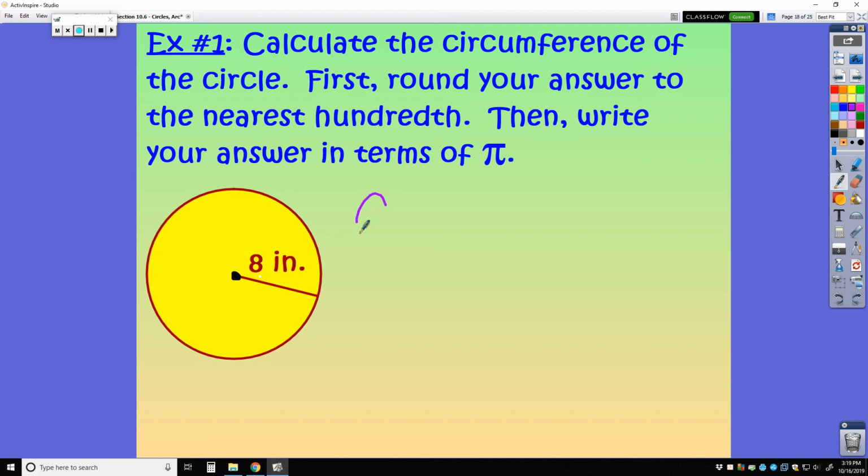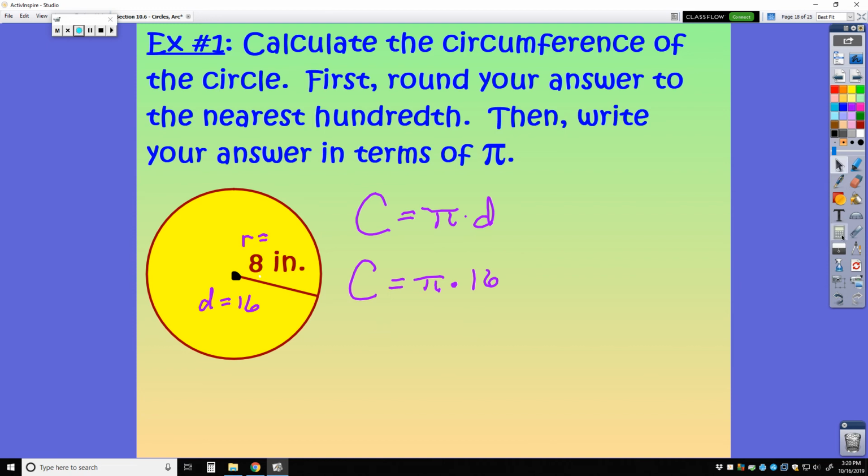Okay, so to find the circumference it is pi times diameter. If I look at this circle, the diameter is not 8, but the radius is 8, right? So if the radius is 8, the diameter is 16. So the circumference will be equal to pi times 16. Now I need to use my calculator. I could just do 3.14 times 16 and get an answer.